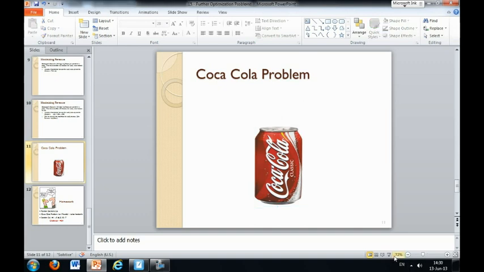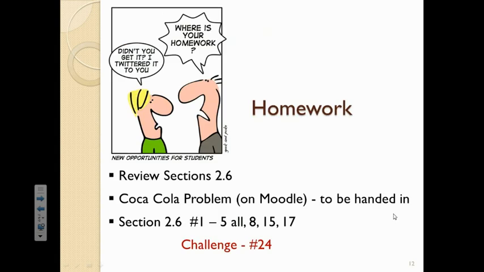The homework for today, of course, we have some review questions from section 2.6. There is a challenge one if you really want to try the challenge. Again, they're always optional. And the Coca-Cola problem. All of this is on Moodle, and you can get the Coca-Cola problem there as well. Again, the Coca-Cola problem is something that will be handed in, so I would ask you to work on that. You'll have some time to do that, and in class I'll make it clear as to when you must hand it in.